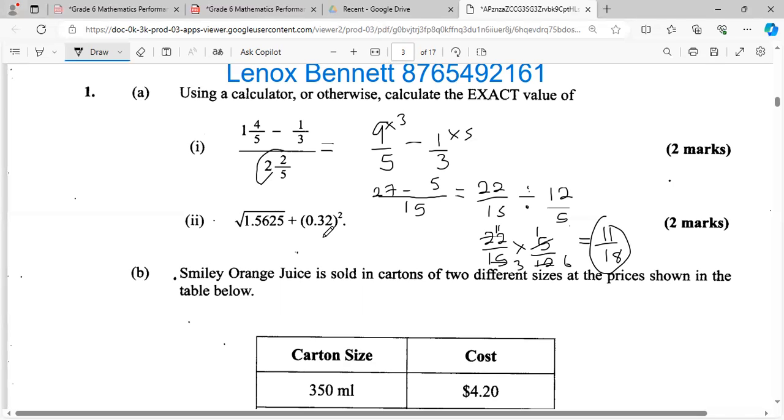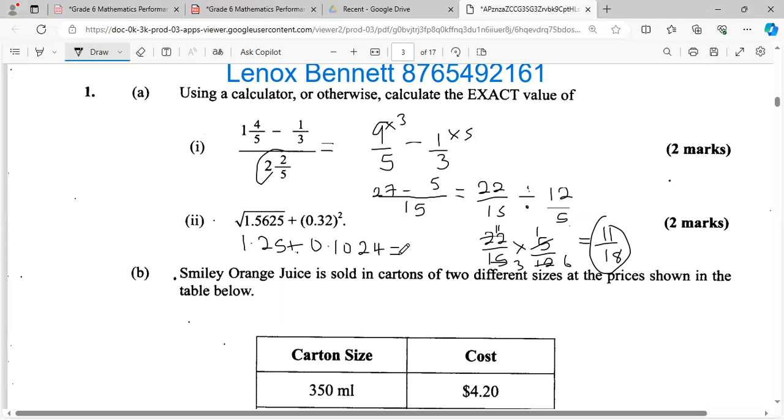Alright, let's go. So I'm going to use my calculator. So it's the square root of 1.5625. So that's 1.25. So this part works out to 1.25. Let's square this now. That means 0.32 times 0.32. But let the calculator do the work for you guys, alright? Which gives me 0.1024. And of course, it's plus. So what we're going to do now, we're just going to add it.